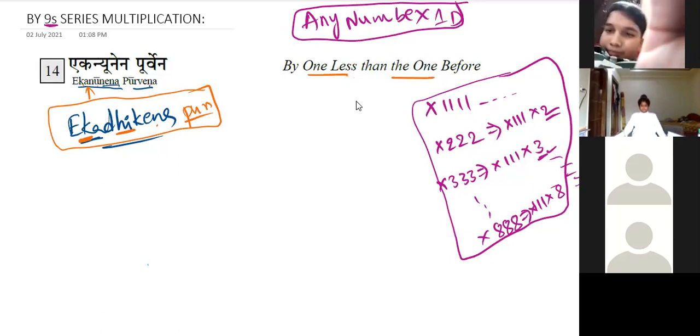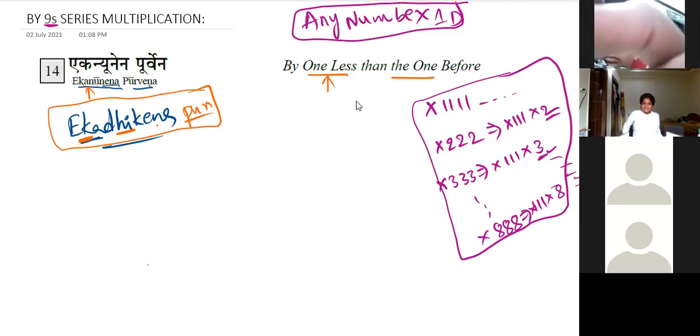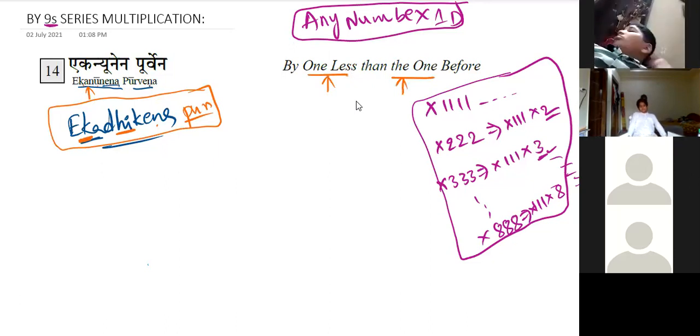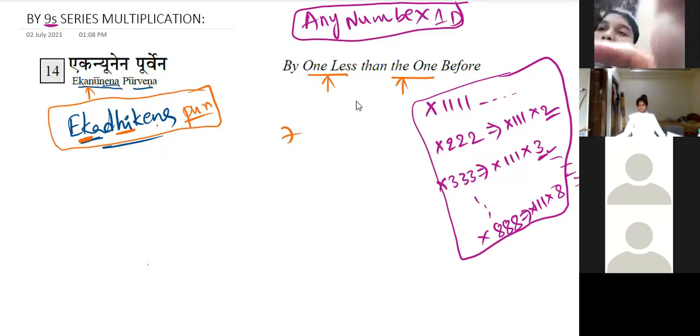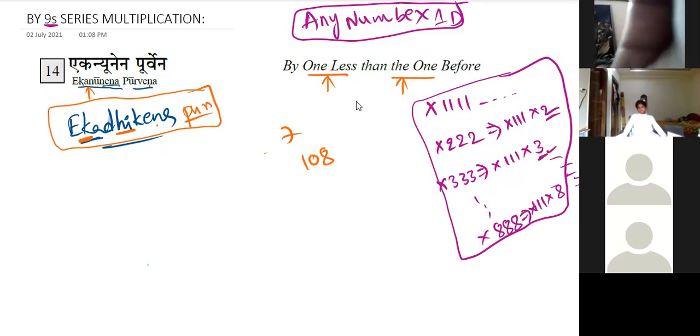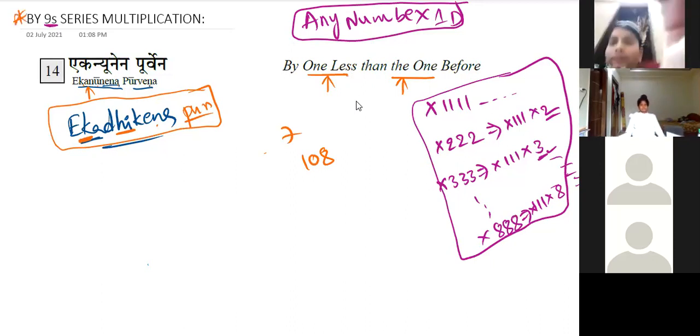Sir, how can it be one less than the one before? If I give any number, you can tell the number before it, right? What is the number one before 7? 6. If it is 108, what is the number one before that? 107, right? This series of 9s is an application of this sutra.